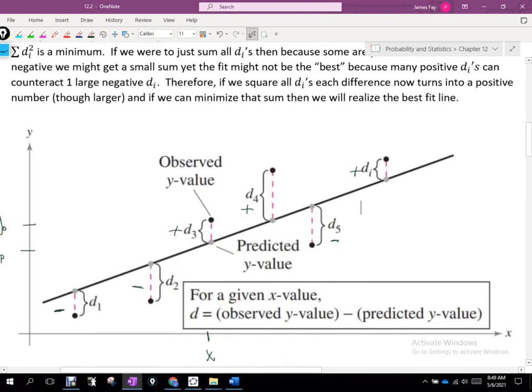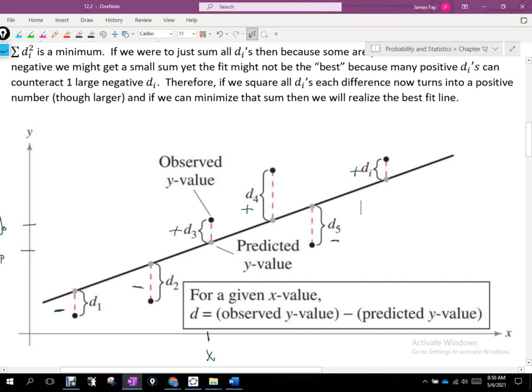If I were to add all these up as they are, negative value, positive, positive, negative, positive. For all the different possible black lines that we could draw through our data, if I left it that way and just looked at them as positive and negative values, most of them are going to be very close to 0. It's going to be very difficult to find the minimum.